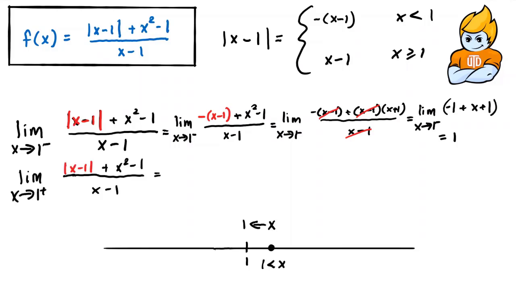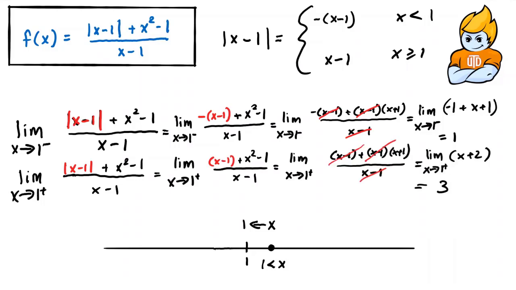So next we let x approach 1 from the right, and we see that means that x is now greater than 1, so that the absolute value of x minus 1 becomes x minus 1. Doing some factoring and some cancellation, we get the limit as x approaches 1 of x plus 2, which we evaluate directly to get 3. The two one-sided limits, again, don't agree.